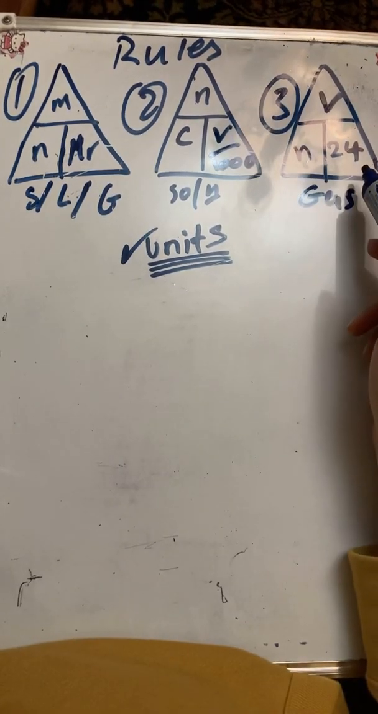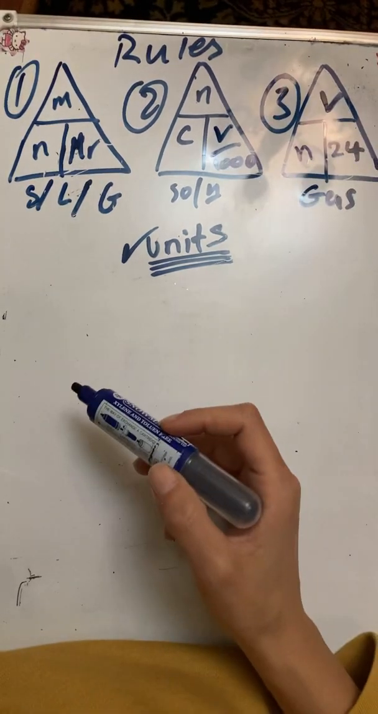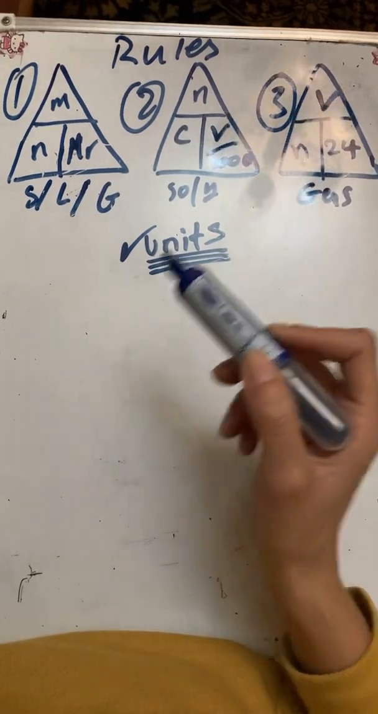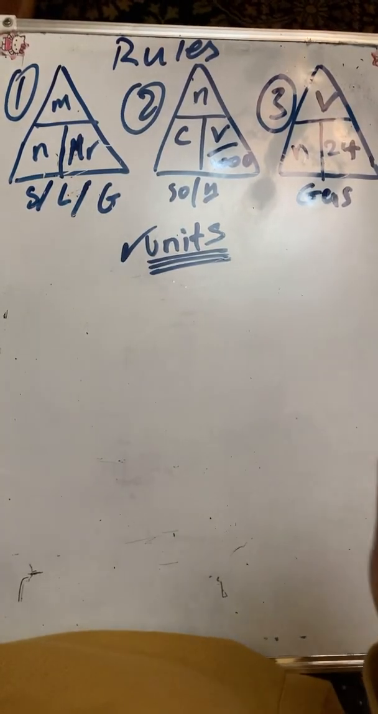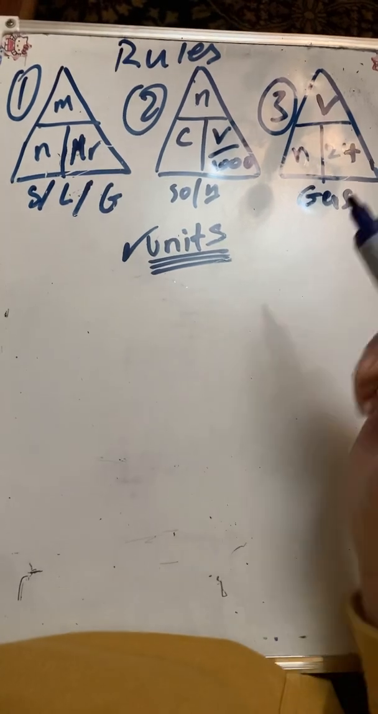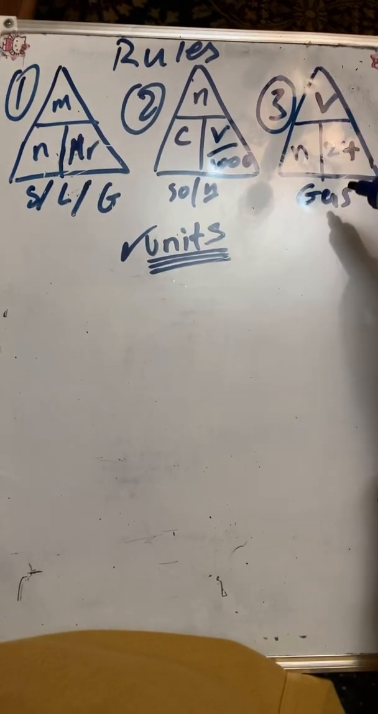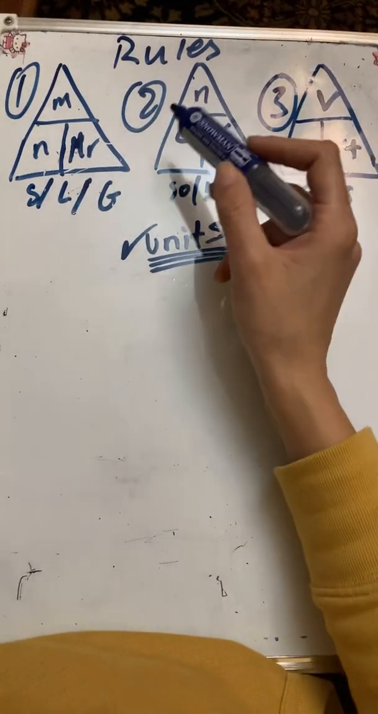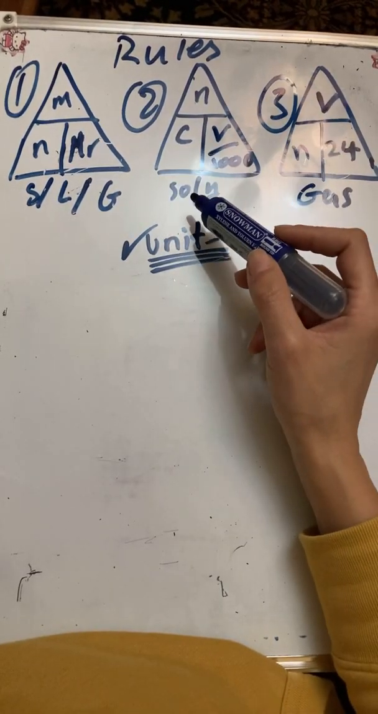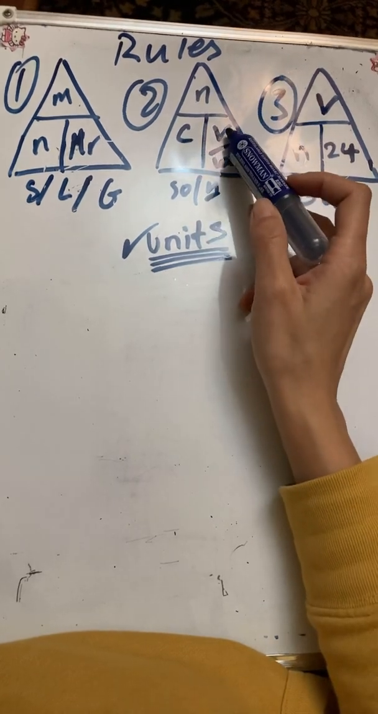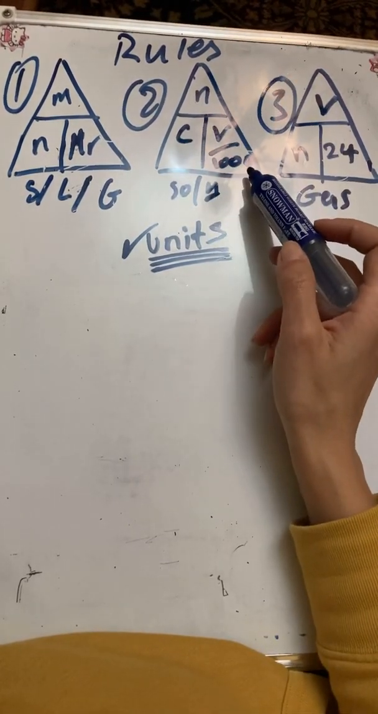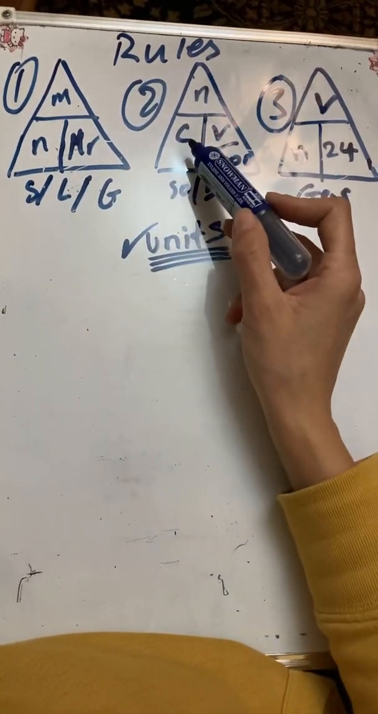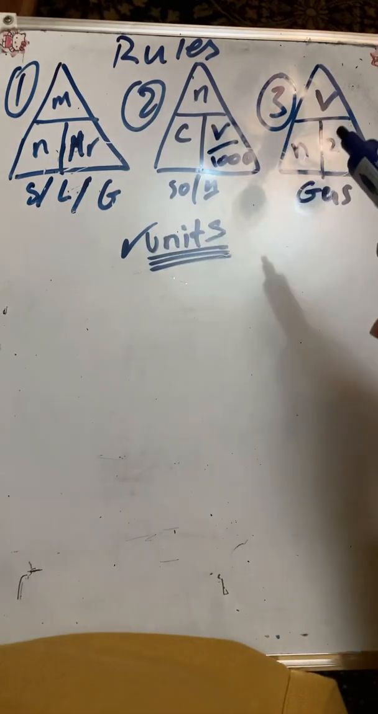1 mole of any gas contains 24 decimeter cubed. You have to consider the units very precisely because the rules have to be employed using the proper units. For example, the volume in the rule of gas has to be in decimeter cubed, while in rule number 2, the rule of solutions, the volume has to be in centimeter cubed, and then you divide by 1000. The mass has to be in grams. The concentration has to be in moles per decimeter cubed.